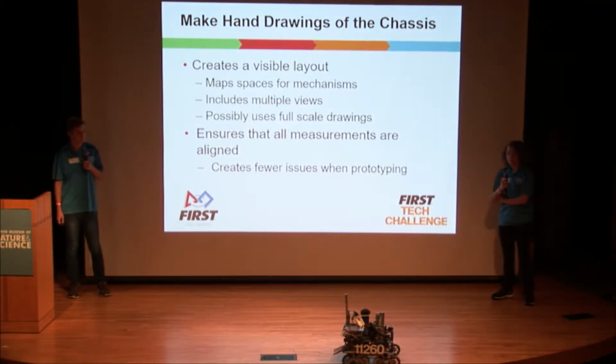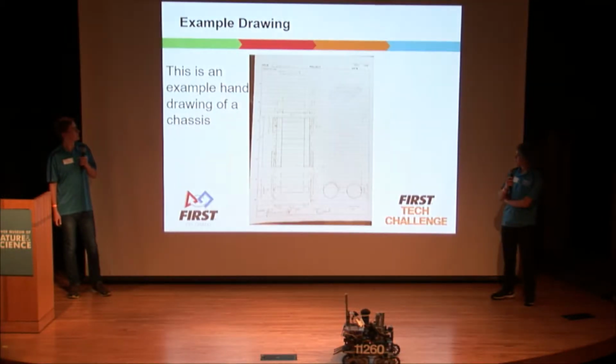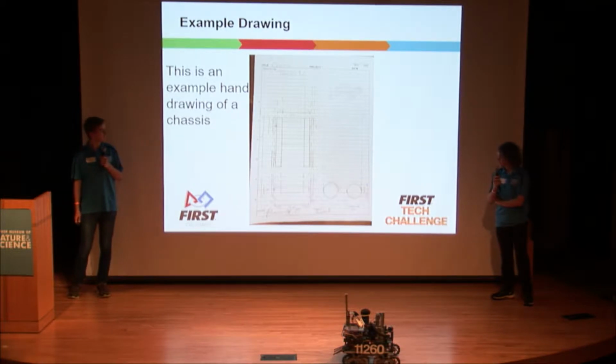So next you want to make a hand drawing of your chassis once you've decided which chassis you want to go with. This allows you to make sure that you have room for mechanisms on your robot, and it also allows you to make sure that you get the dimensions right for when you're starting to prototype your chassis. Here's an example drawing of a chassis.